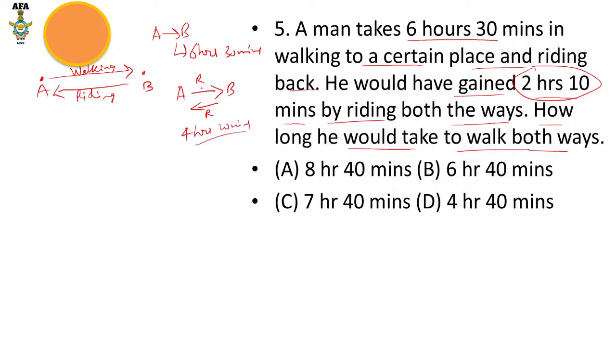Now what I can do? Now I know a man takes 6 hours 30 minutes in both walking and riding. So walking and riding का तो मुझे पता है 6 hours 30 minutes he will take. So walking plus riding he will take 6 hours 30 minutes, and riding both the ways he would have gained 2 hours 10 minutes. What I will do, I just need to calculate the time for walking.